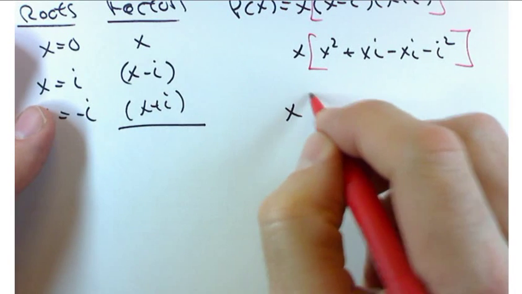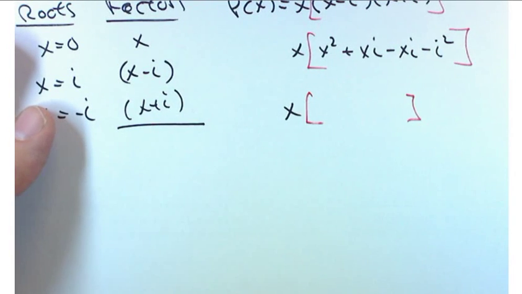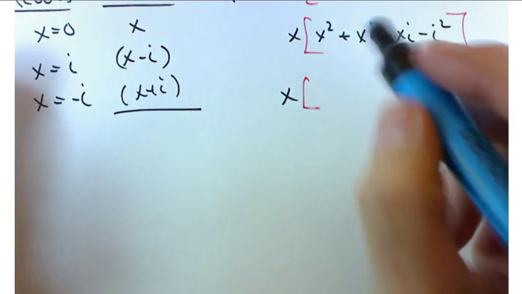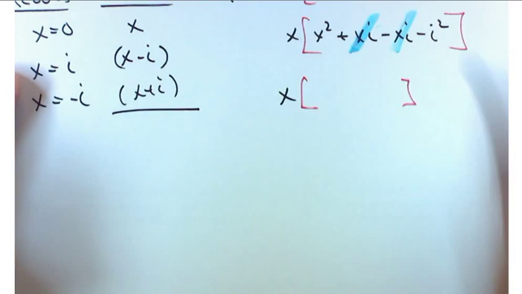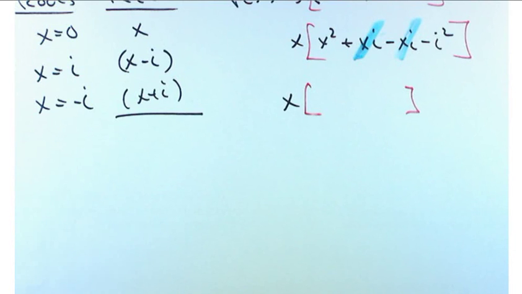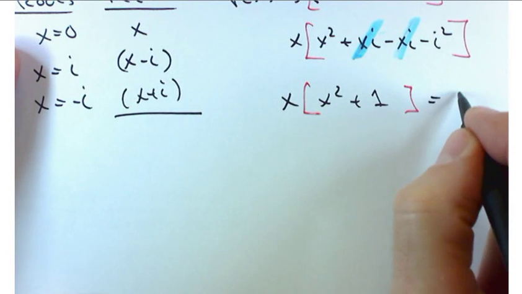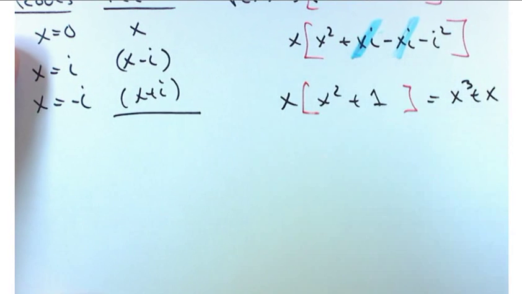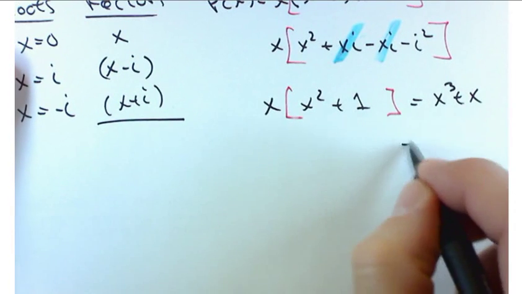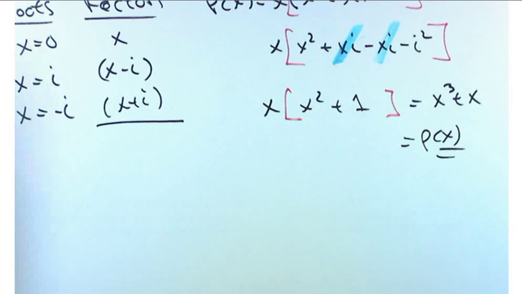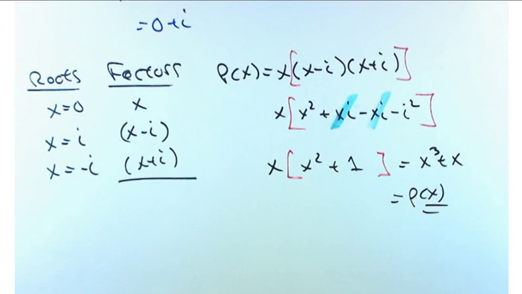So an x still on the outside. Those two disappear. Those cancel each other out. This becomes x squared plus 1. And overall x cubed plus x. So that's your polynomial p of x. And it's kind of neat that you can reverse engineer that one. We started out with the roots, not even all the roots. Started out with the roots and then figured out the polynomial.